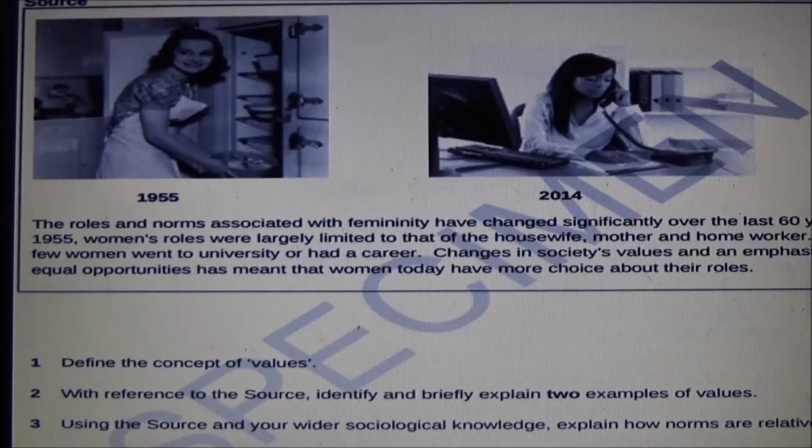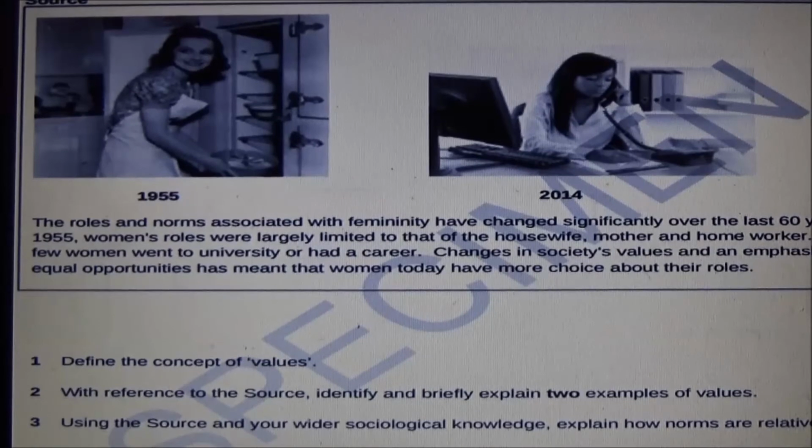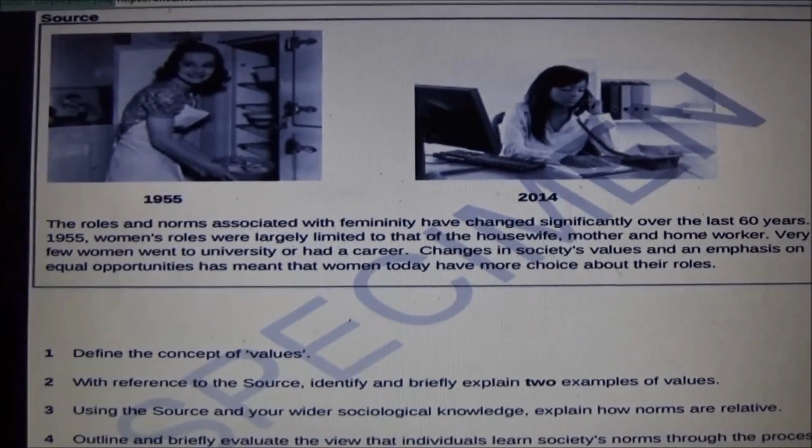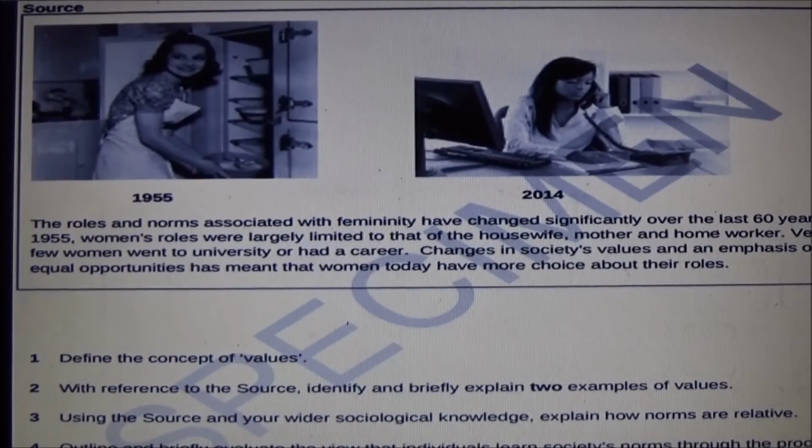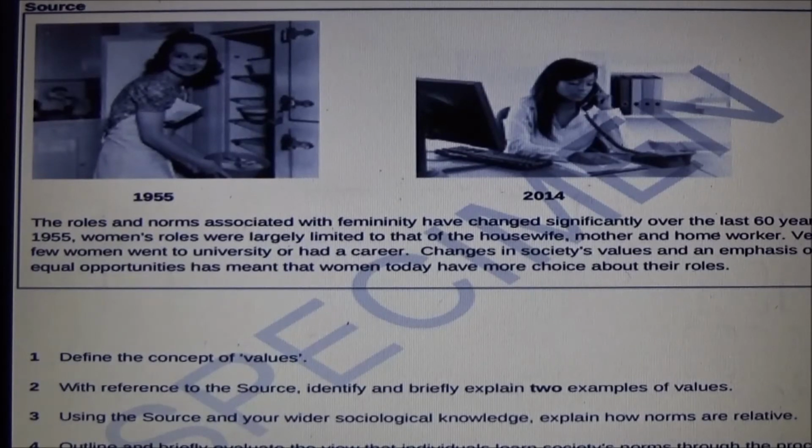The second question, with reference to the source, identify and briefly explain 2 examples of values. You should also be able to do that. Now you can also answer question 3 as well if you have completed your revision on norms. Using the source and your wider sociological knowledge, explain how norms are relative.